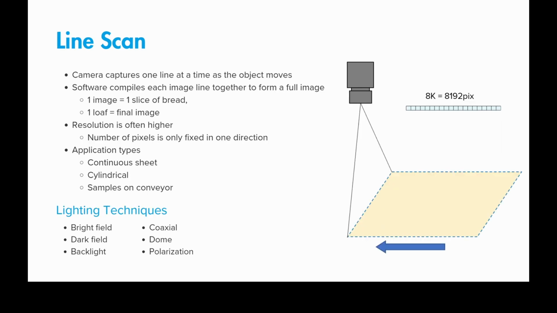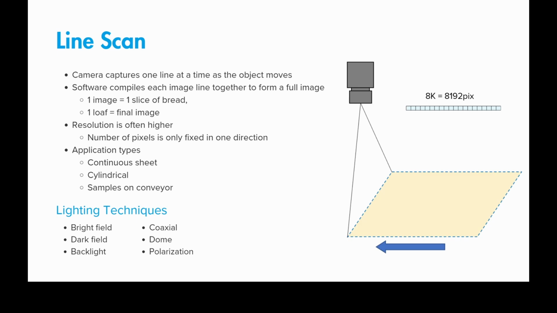When it comes to line scan, the difference is that the camera is capturing one line at a time in one frame instead of the whole field of view. So you make up your whole field of view by how many frames the camera takes, and then the software merges them together into one final image. A good way to think of it is a loaf of bread. Consider one frame is one slice of bread. When you put all the slices together, you get a whole loaf.